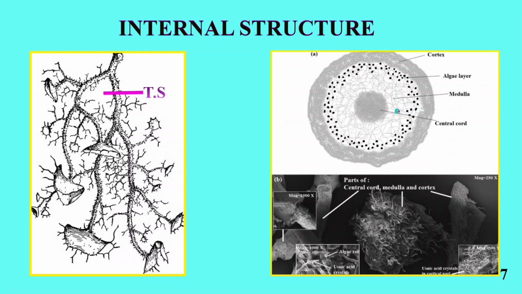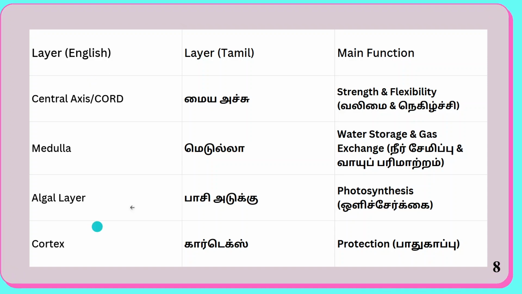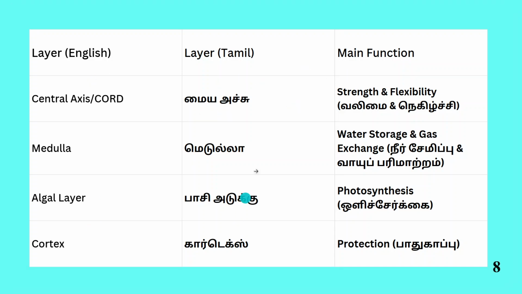So a simple analogy I can give you, think of a Usnea strand as an electrical cable. The central axis is the copper wire, which is meant for strength. The medulla is the insulation, which is meant for storage and cushioning. The third, the algal layer, is a thin vital film wrapped around it, which is a productive unit. And finally, the cortex is the outer plastic sheath for protection. So here are the English terminologies and the Tamil terminologies, along with their main functions.